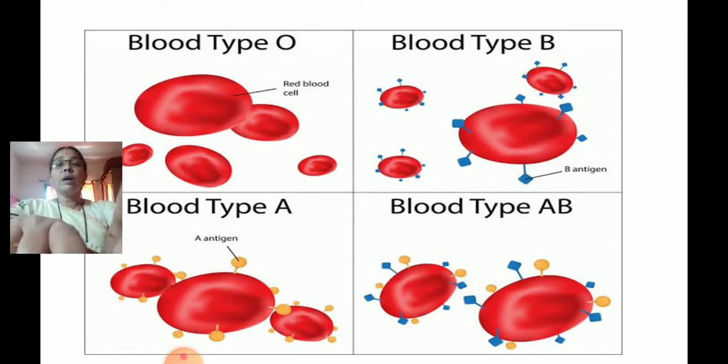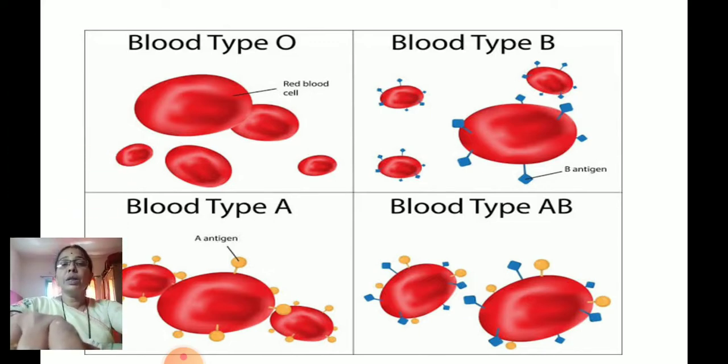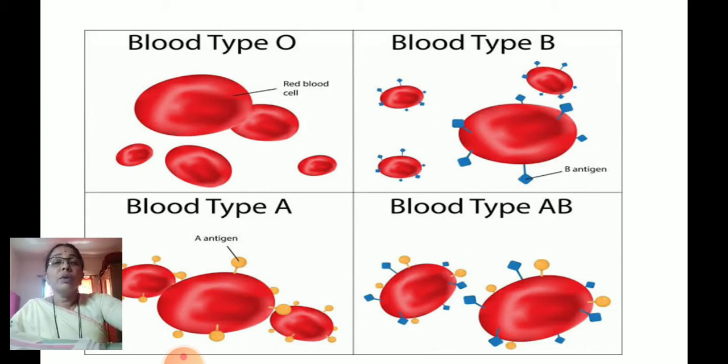We are going to study about the blood types. We all human beings are divided according to our types of blood, which we also call blood group. So we human beings are classified according to our blood groups. There are 4 blood groups in human beings. What are these 4 blood groups? These are blood group O, group B, group A, and group AB.